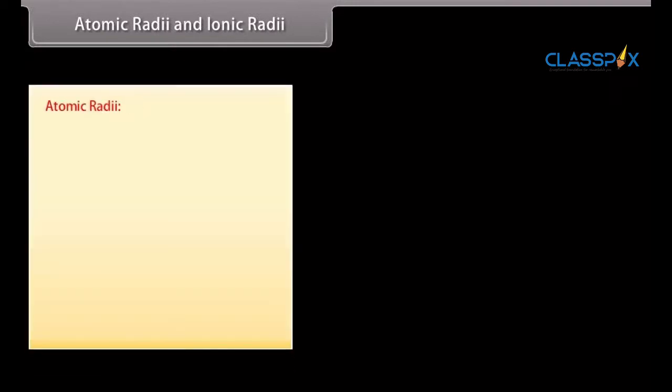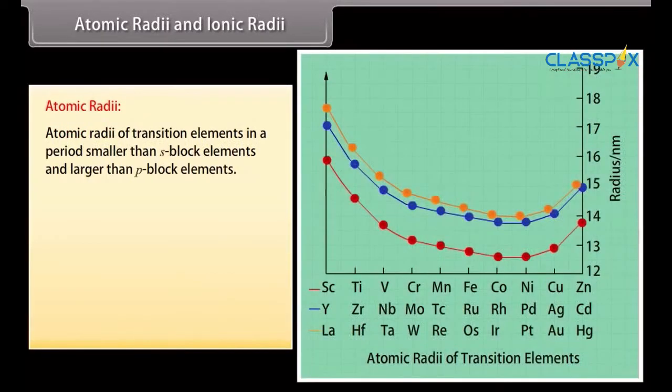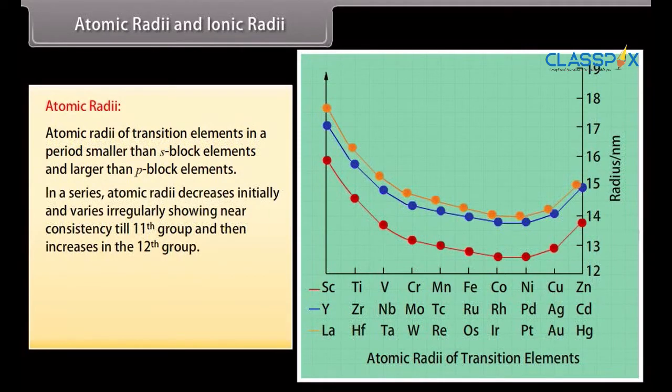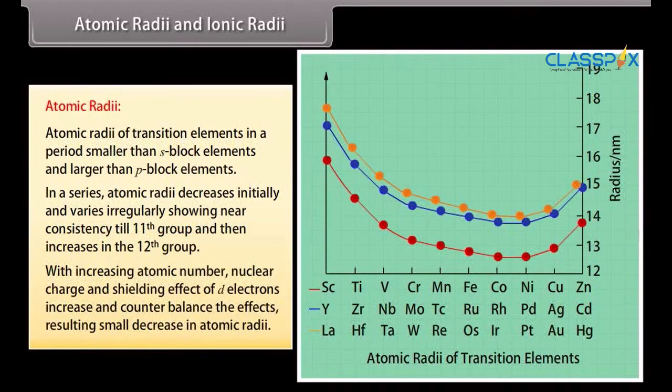Atomic radii and ionic radii. Atomic radii of transition elements in a period are smaller than S block elements and larger than P block elements. In a series, atomic radii decrease initially and vary irregularly, showing near consistency till the 11th group and then increase in the 12th group. With increasing atomic number, nuclear charge and shielding effect of d electrons increase and counterbalance the effects, resulting in a small decrease in atomic radii.